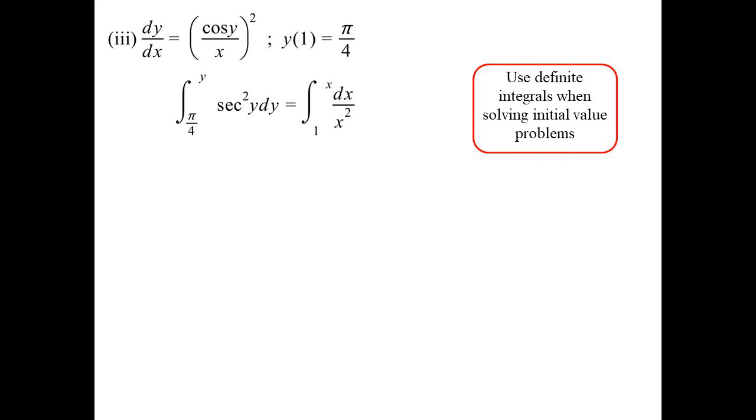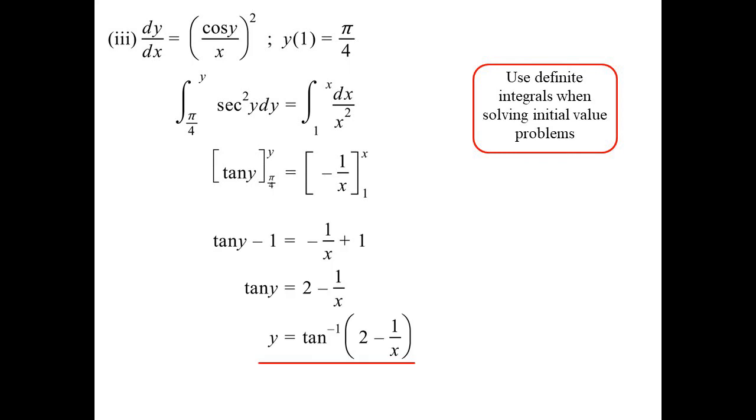And the limits they told me, when x is 1, y is pi on 4, I'm trying to find a relationship between x and y. So integrate sec squared, we get tan. Integrate 1 on x squared, we get minus 1 on x. Substituting in, tan y minus 1 is minus 1 on x plus 1. Rearranging all that, making y the subject, I get the inverse tan of 2 minus 1 on x.